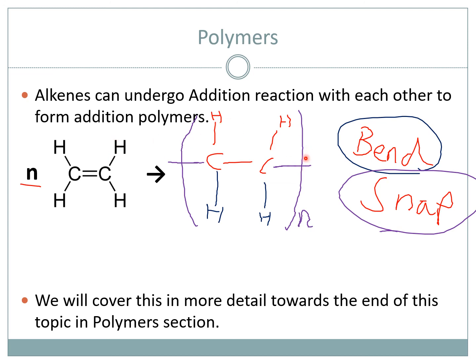So, bend to get stuff out of the way from either side of a carbon-carbon double bond, and snap breaks open the carbon double bond and goes through the brackets. We'll do more on these later, so sorry if that's caused you any confusion.